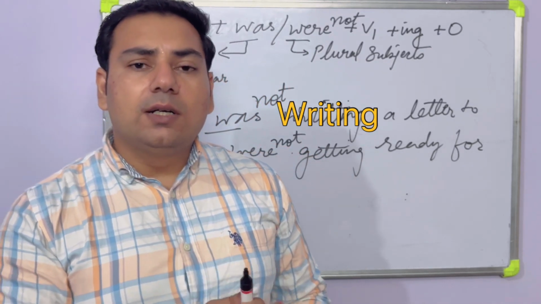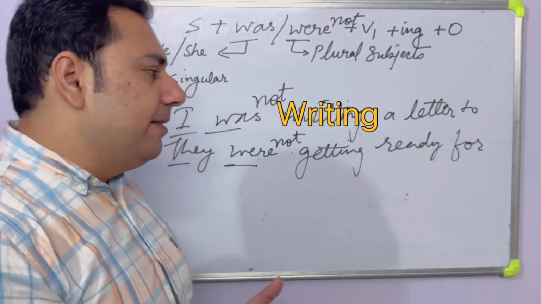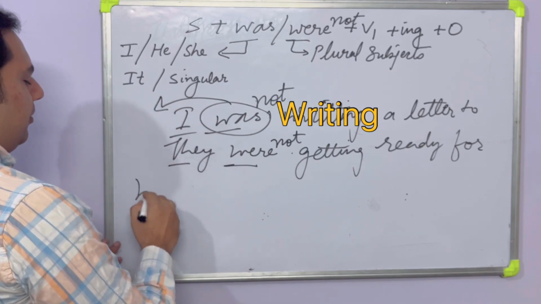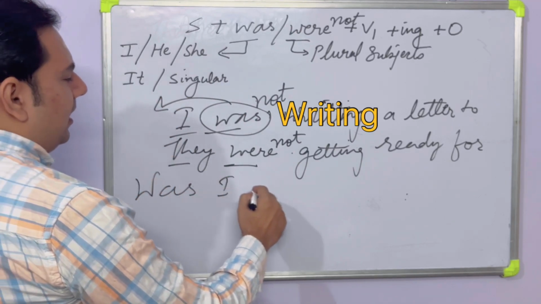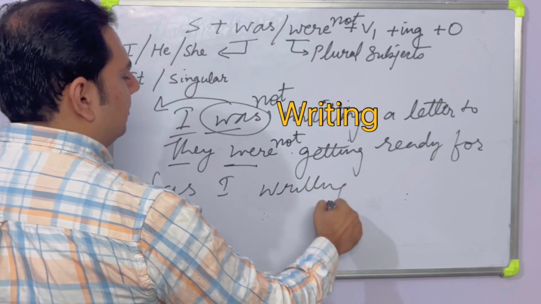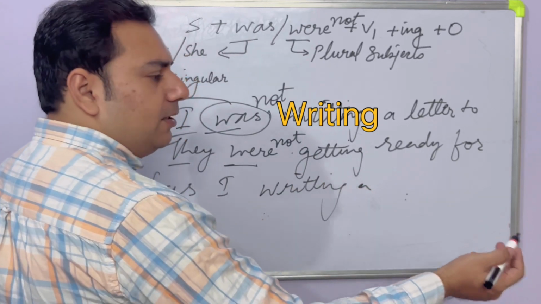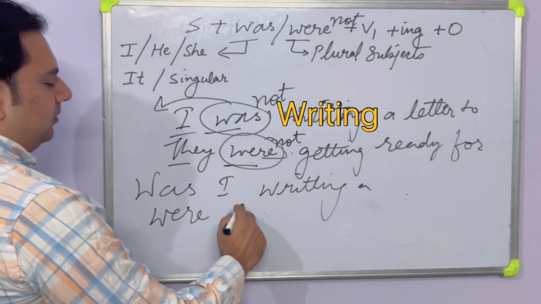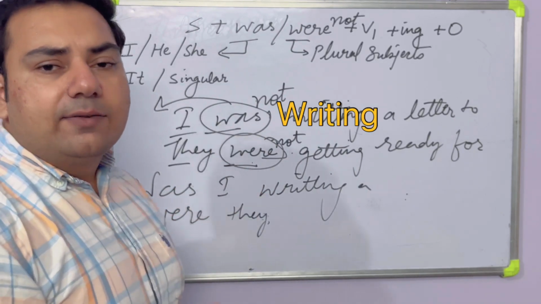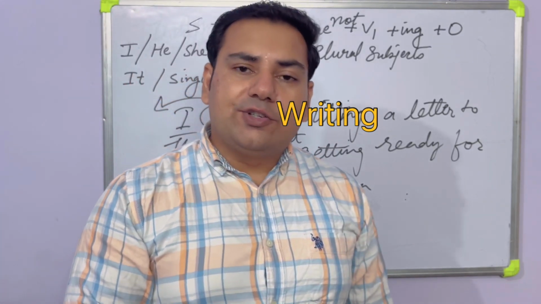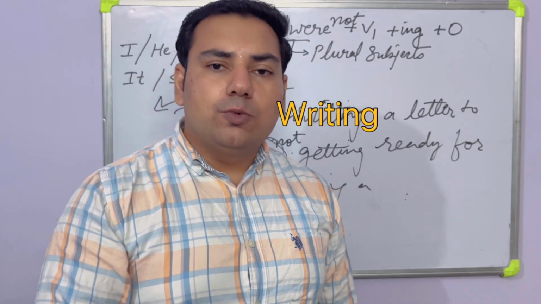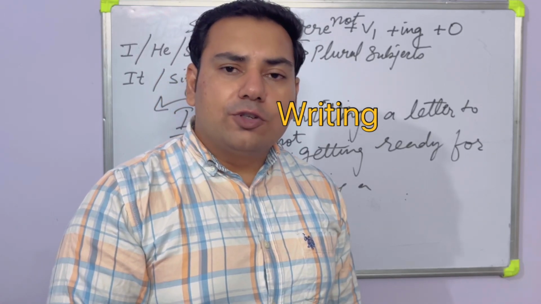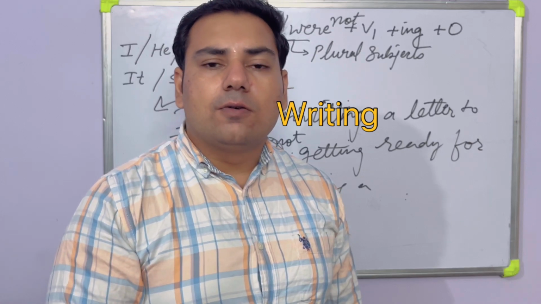Now let's move to the interrogative one. So in the same manner, in the interrogative, was will be coming in the front. Okay, so was I writing a letter to my father? Were they getting ready for the wedding? Were they going to watch a movie? Was she watching a movie in her home?